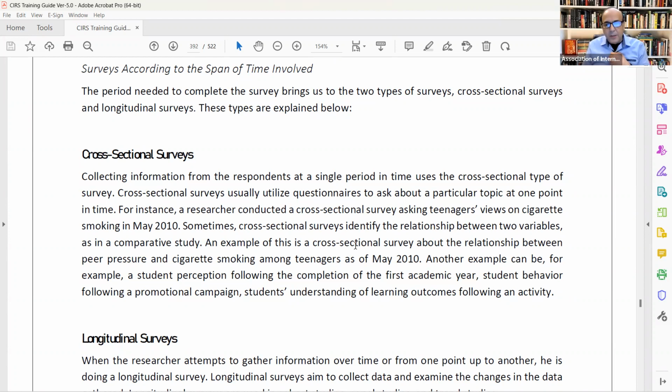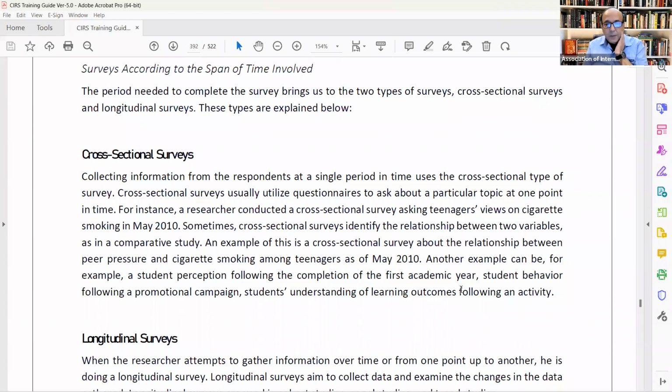An example of this is the relationship between peer pressure and cigarette smoking amongst teenagers. Another can be, for example, a student perception following the completion of the first academic year, student behavior following a promotional campaign, students' understanding of learning outcome following an activity.